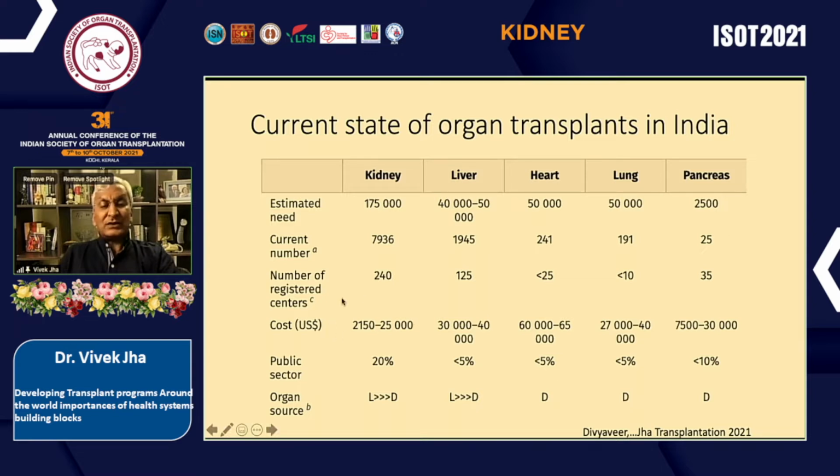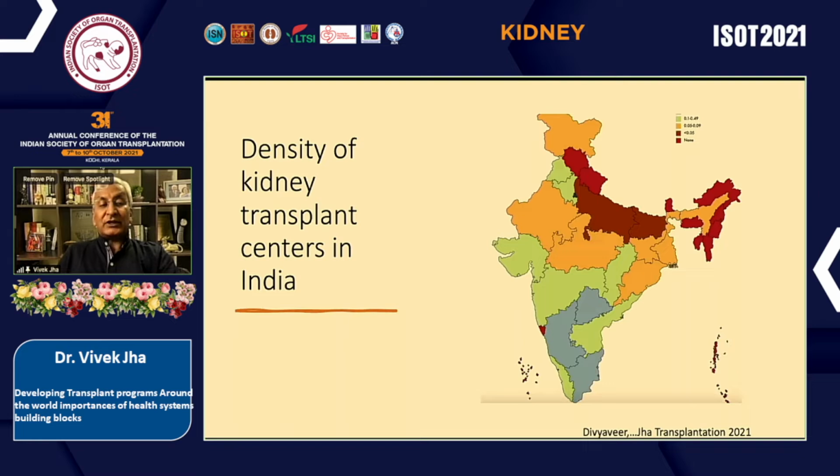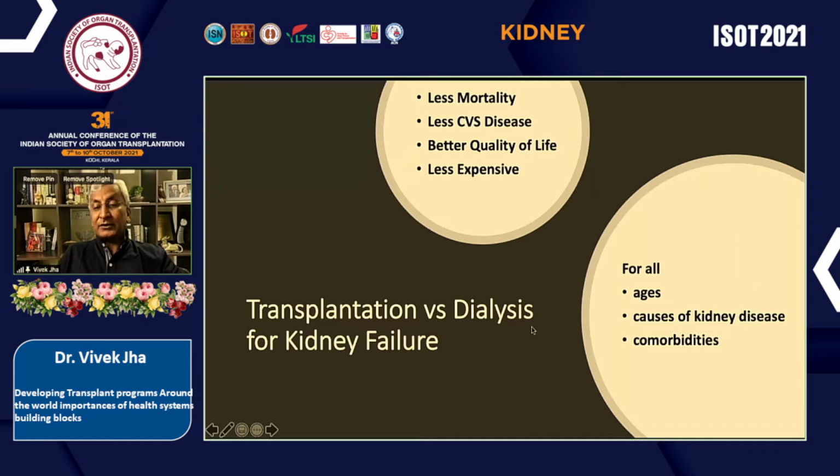And you can see the number of registered centers that do transplants for these various organs in the third row, followed by cost, how many of these centers are in public hospitals, and the possible organ source that is used. This particular slide shows you the density of kidney transplant centers in India. The darkest blue is best, followed by green, orange, dark brown and red. So dark brown and red mean low density of kidney transplant centers, and green and light blue mean high density. You can see uniformly that southern Indian states, a few states in Western India, and a couple isolated in Northern India have reasonable density of kidney transplant centers, even though this density is much less than what you would expect in Europe, etc.